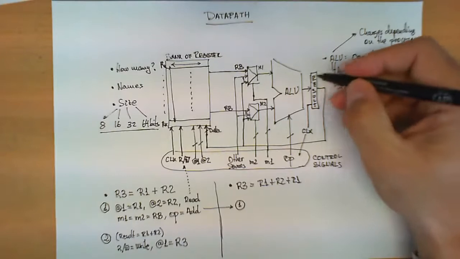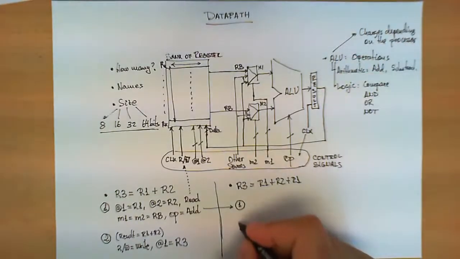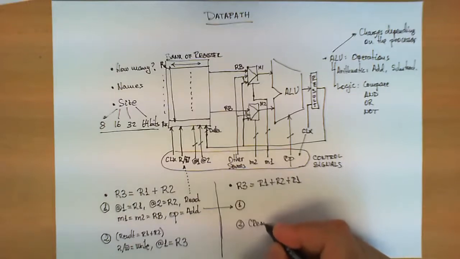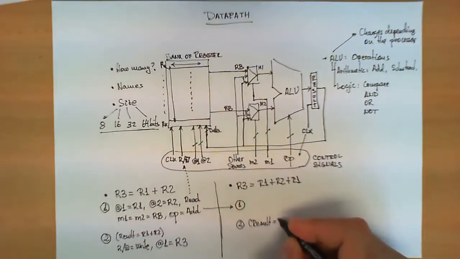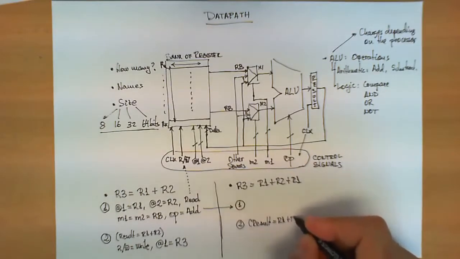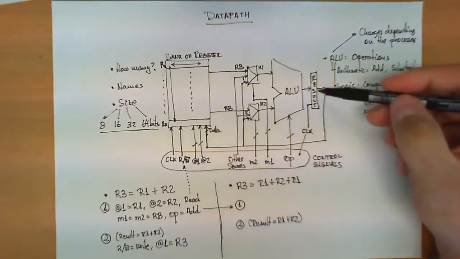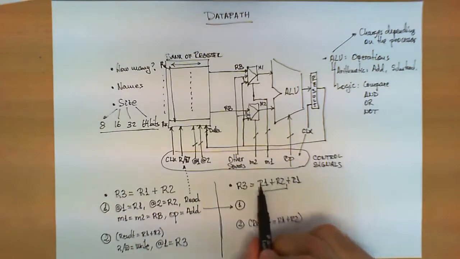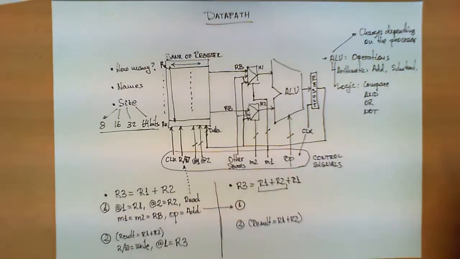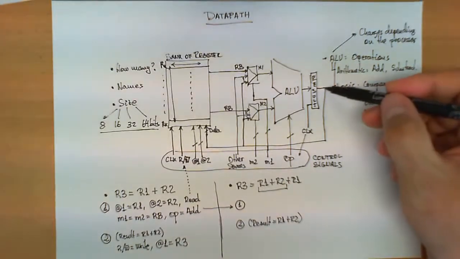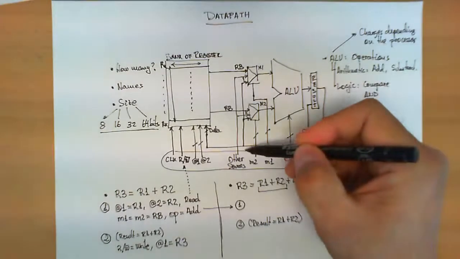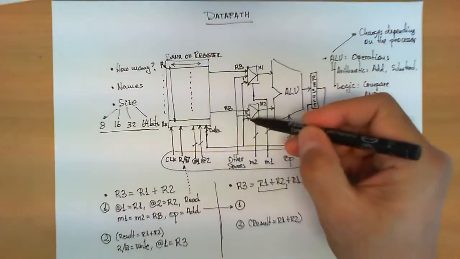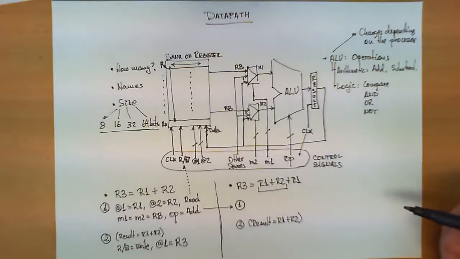At the end of that clock cycle, we are guaranteed, as before, that result contains the value of R1 plus R2. Now, what do we have to do now? We already carried out this operation. We need to take the result of this and add it back to R1. And this is where this path between the result register and this multiplexer over here becomes really handy.